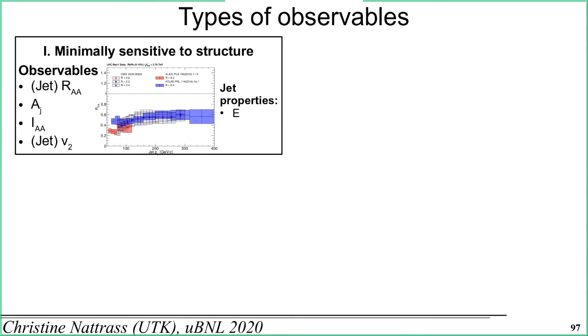Observables which are minimally sensitive to the structure. So you have this picture of energy loss, the parton loses energy, and the energy is either in the cone or out of the cone, but you're not looking at where it went. Things like RAA, which could be jets or single hadrons, IAA for dihadron correlations, you're not thinking too much about where the energy went. And these can be sensitive to the structure and to the way that the jet broke up, but they don't have to be.